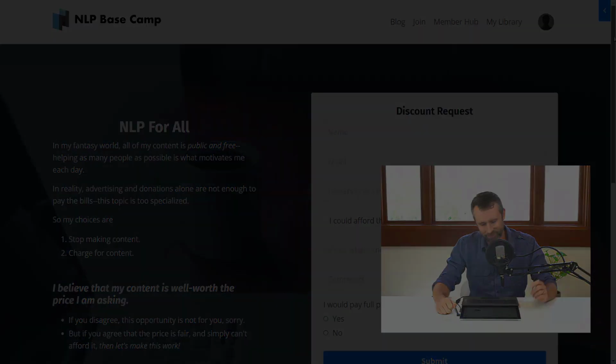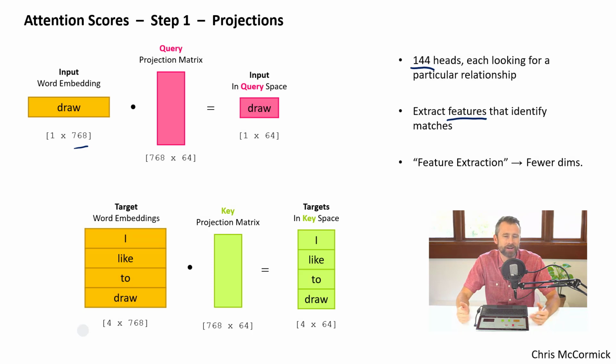All right, let's get back to it. Since the goal here is to understand the equations this time around, let's label each of these matrices with the variable name that they're given in those equations. So first of all, the projection matrices are labeled with the letter W, and this is the query projection matrix, and then this is the key projection matrix. And then the output here, the projections, we call Q and K.